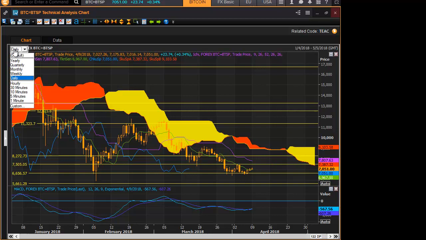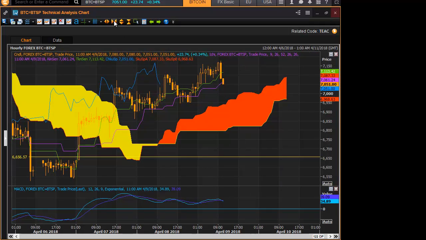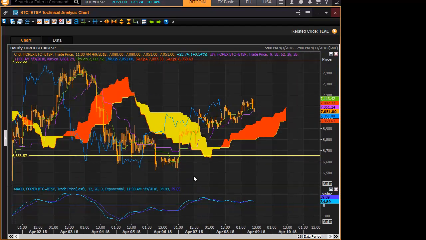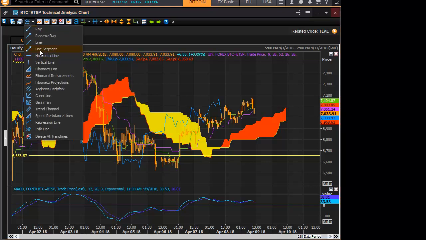If we now drill down into the hourly chart, we can see here that we're back above the cloud, which is good news. Price action above the cloud is an uptrend, so we have a short-term uptrend on a 60-minute hourly chart basis. The targets here are these old highs here for resistance. They're at 7176 and 7364. These are key levels for potential resistance.